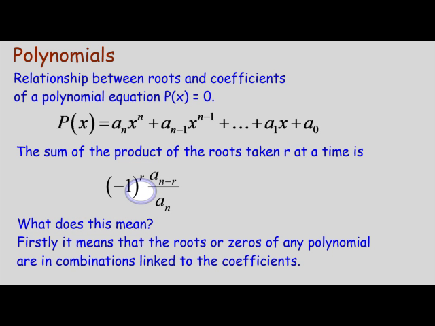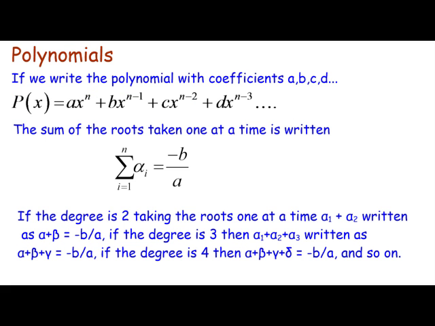Okay, so basically what does it mean? Well, firstly, as you can see here, it means that the zeros are actually in combinations with the coefficients. Normally, we would write a polynomial with a, b, c, d, e, f, g, etc. And you can see here, I've actually looked at the first instance, which is I'm taking the roots one at a time.